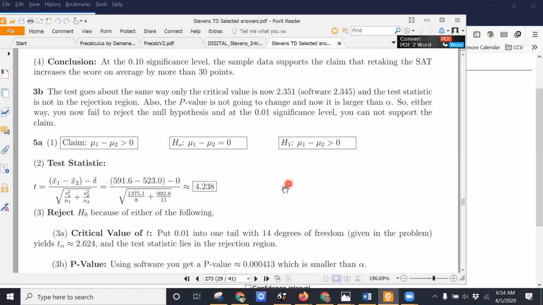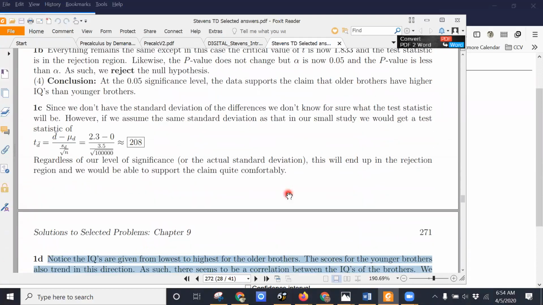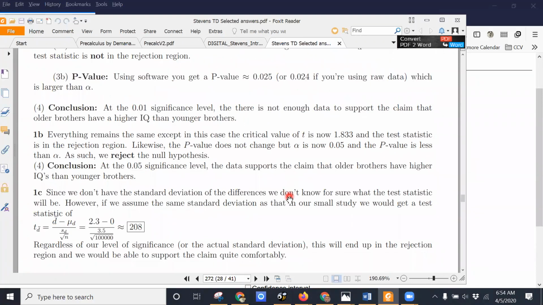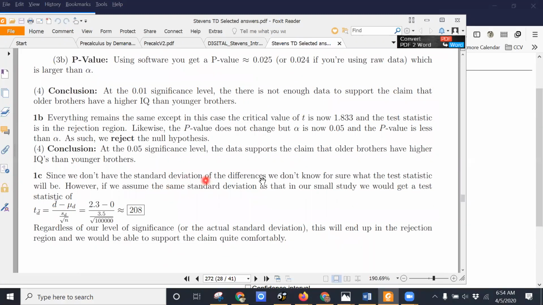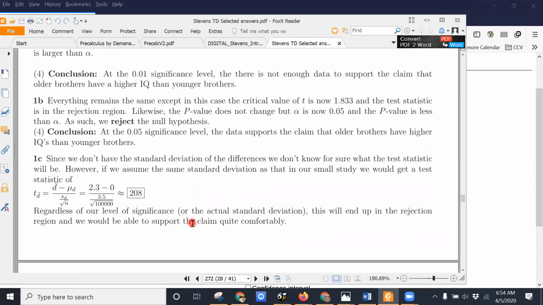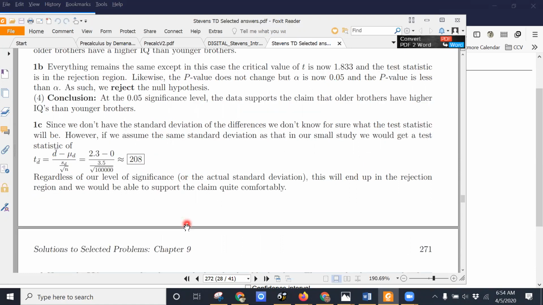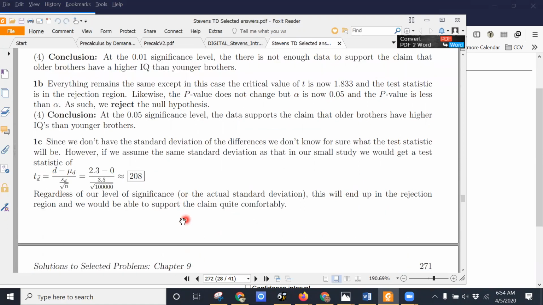Let's come back here and look at this. He says, since we don't have the standard deviation of the differences, we don't know for sure what the test statistic will be. I would assume the sample standard deviation will get a test statistic that, regardless of level of significance, will end up in the rejection region. So it's a pretty small standard deviation. So he doesn't take into account anything about random samples or not. I guess that's not what he was thinking about.